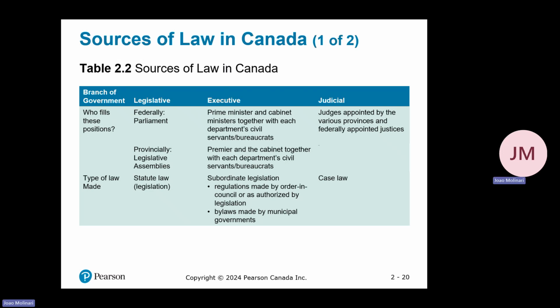And the courts, what do they do? They settle disputes. They settle disputes between private individuals, and between the government and individuals. No branch is more important than the other. They each have their own role in the system of government of Canada.